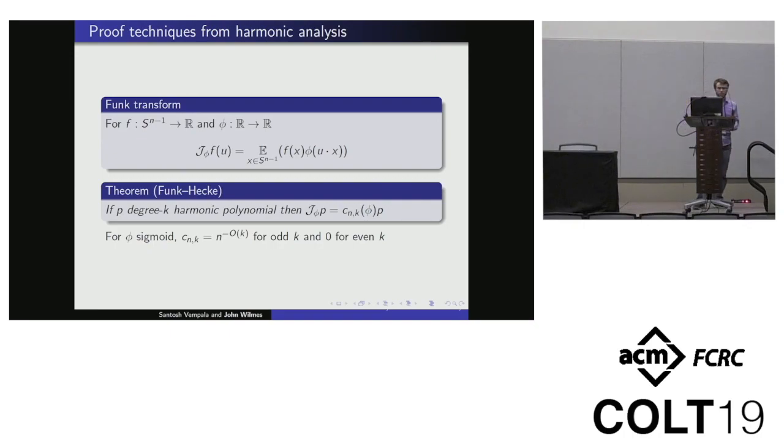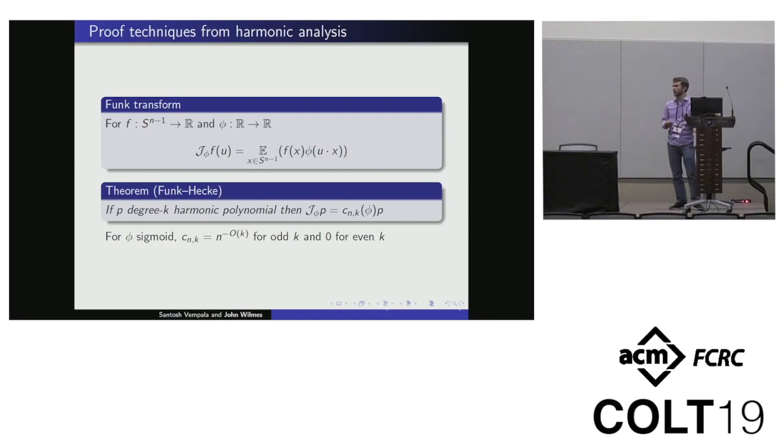So we use some tools from harmonic analysis, in particular the classic Funk-Hecke theorem, which characterizes the eigenspaces of a particular operator on functions. So this is the Funk transform here. It has a very natural form. Given a function on the sphere, I take its average against some activation function applied to a dot product. And what the Funk-Hecke theorem says is that the eigenfunctions of this operator are exactly the degree k harmonic polynomials.